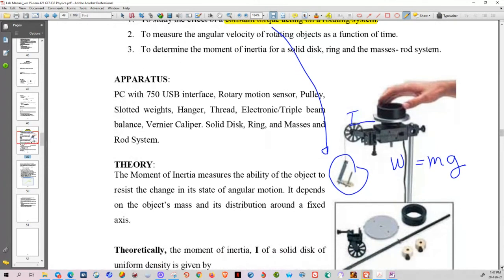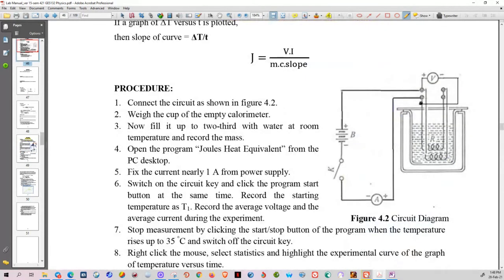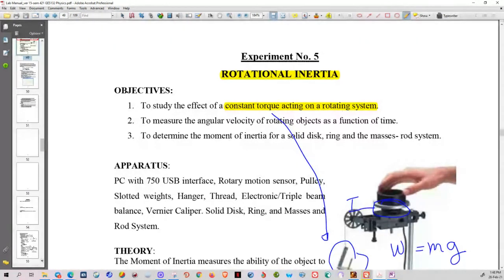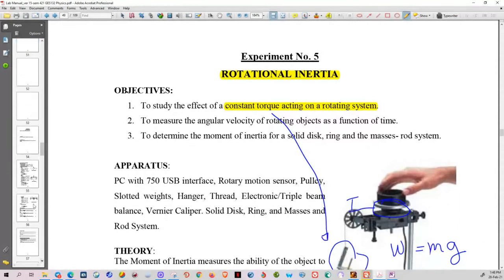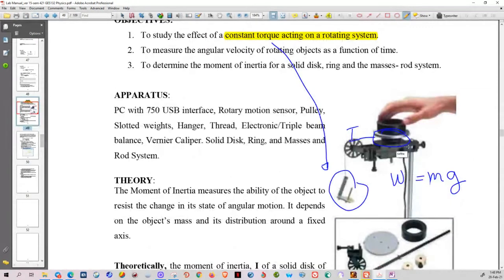Okay, good. Now, what happens to this string? This string is attached to a pulley inside here. On top of the rotary motion sensor, there is a pulley, okay? And I'm not sure if we have a picture of that at the top. Not here. Maybe down here. Let me just check my pages. No, it's not here. We need a better picture. Anyhow, there is a pulley under this device here, okay?